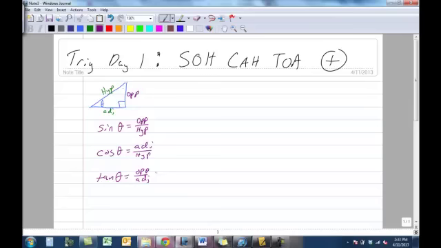Those are the 3 trig functions that you learned last year. However, there are actually 6 trig functions. Here's what's up. There are also what are called the reciprocal trig functions. Now here's how I remember it. First of all, the first one is called CSC of theta. That is called cosecant. Cosecant of theta is hypotenuse divided by opposite.